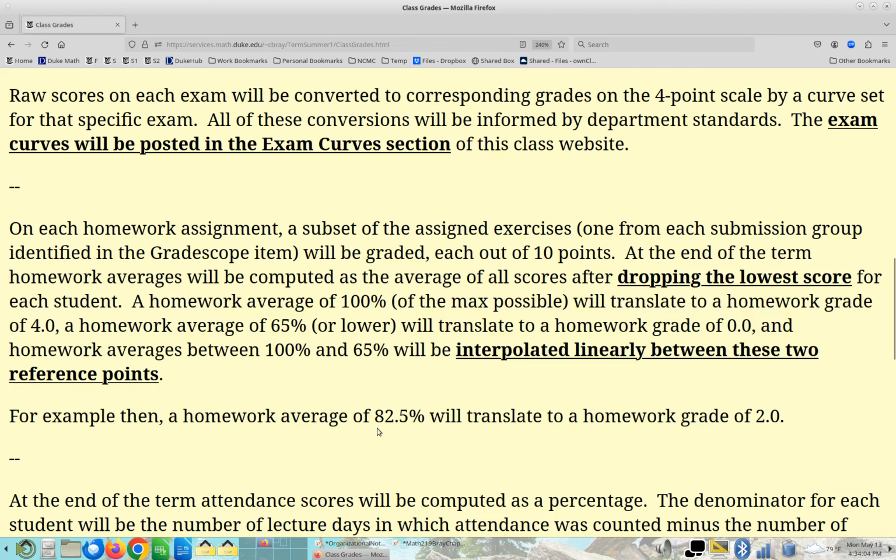So roughly speaking, 100% translates as an A, 4.0, and 65% is going to translate to a 0, and then I'm going to interpolate linearly in between. So notice, for example, that means 82.5, which is halfway between those reference points, is a 2.0.